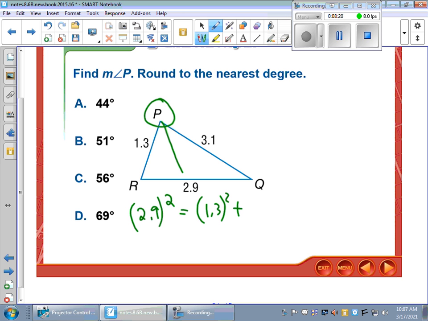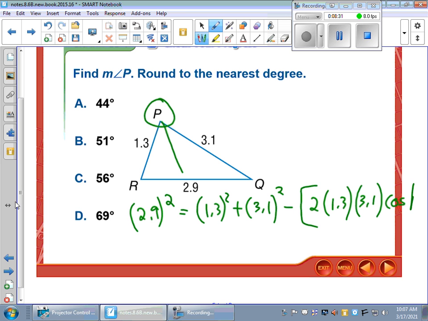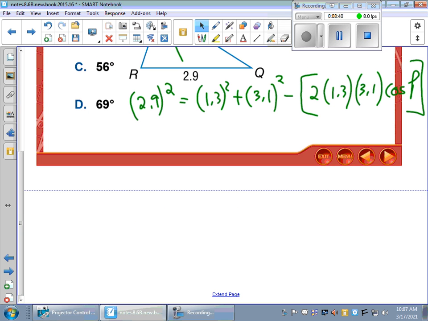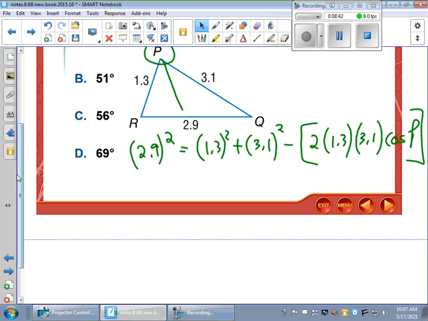1.3 squared plus 3.1 squared minus, and put that bracket here, 2 times the 1.3 times the 3.1 times the cosine of P. We're trying to find P. Now this is a little different because now we're trying to find an angle. So yeah, we're going to have to kind of change some things at the end and get to where we need to go. So again, 2.9 squared is 8.41.